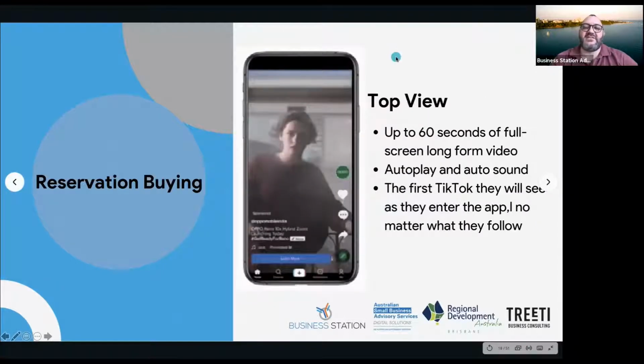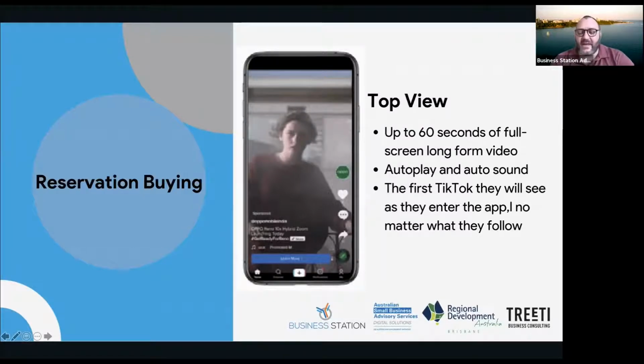What we call the top view is up to 60 seconds of full screen long form video, usually very much like the content you'd normally see on TikTok. It's in a way that the autoplay is on and the sound is automatically on. And it's the first TikTok post that they're going to see as they enter the app, no matter what they follow. So it doesn't matter who the people are they follow, what's in it for them, what's their normal way of going through. This is the first thing they're going to see.